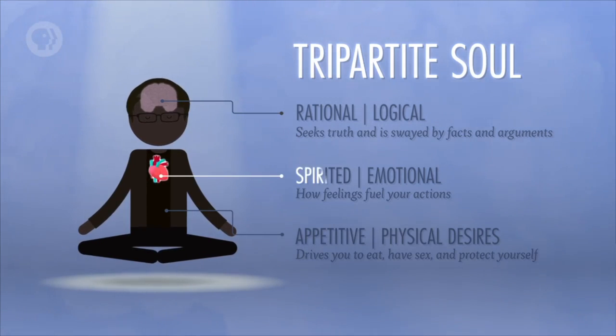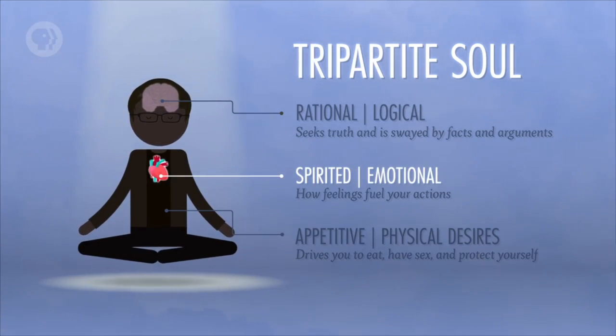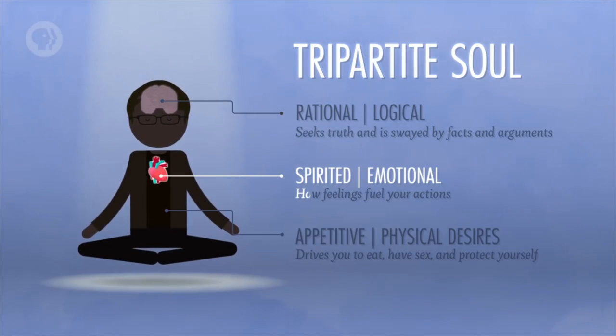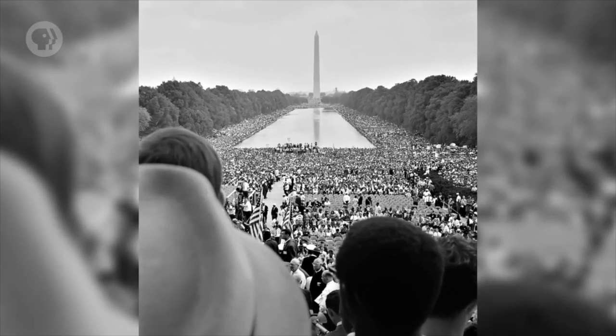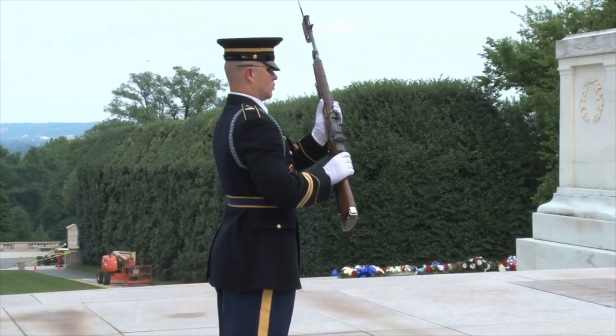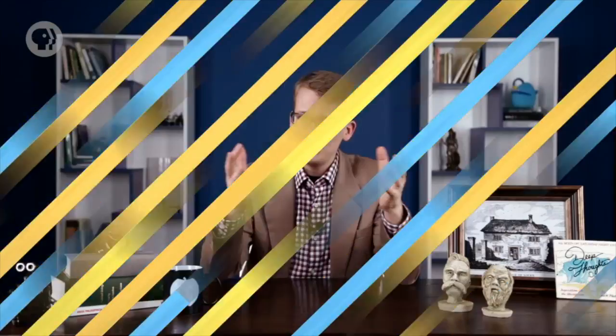But then there's the spirited aspect, often described as the emotional part of the self, although that doesn't really quite capture it. The spirited soul isn't just about feeling, it's also about how your feelings fuel your actions. It's the part that responds in righteous anger at injustice, the part that drives your ambition and calls upon you to protect others. It gives you a sense of honor and duty and is swayed by sympathy. So if you decide to stop eating bacon because you just finished reading Charlotte's Web, and now you're in love with Wilbur, then you're being guided by the spirited part of your soul.